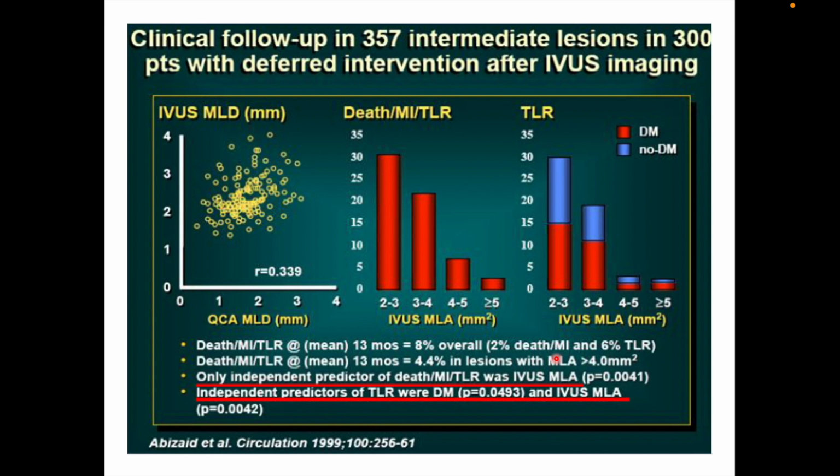Now, this is a clinical follow-up in 357 intermediate lesions in 300 patients with deferred intervention after IVUS imaging. So these are the cases where intervention was deferred, the lesions were intermediate. And the only independent predictor of death, MI, TLR was IVUS MLA. So the smaller the IVUS MLA, the higher the chances of MACE.